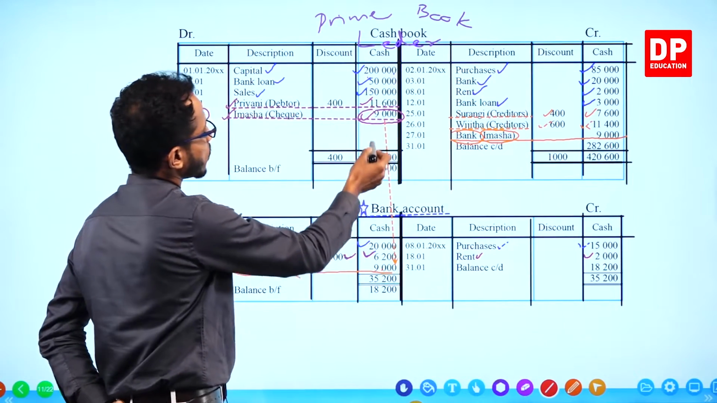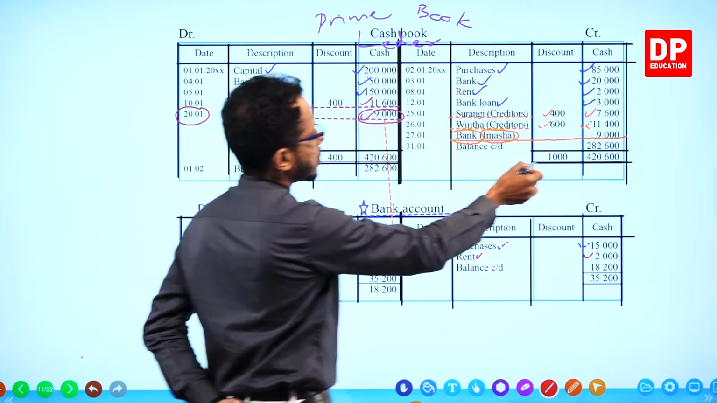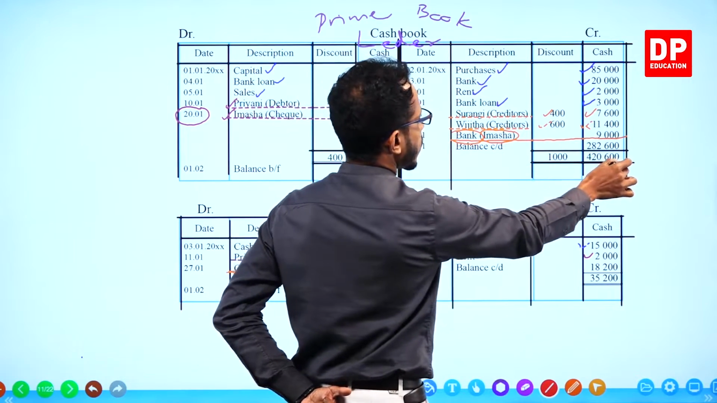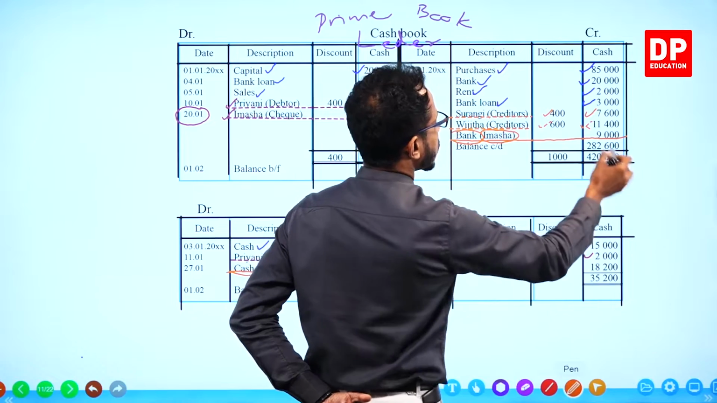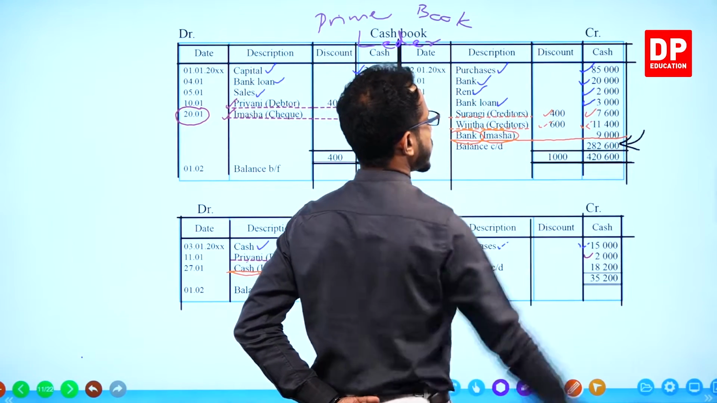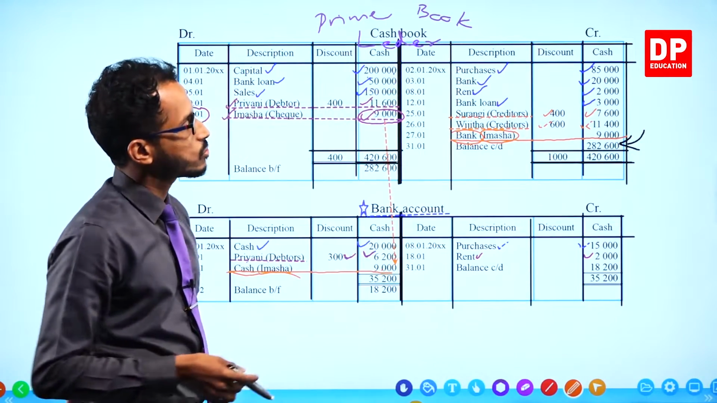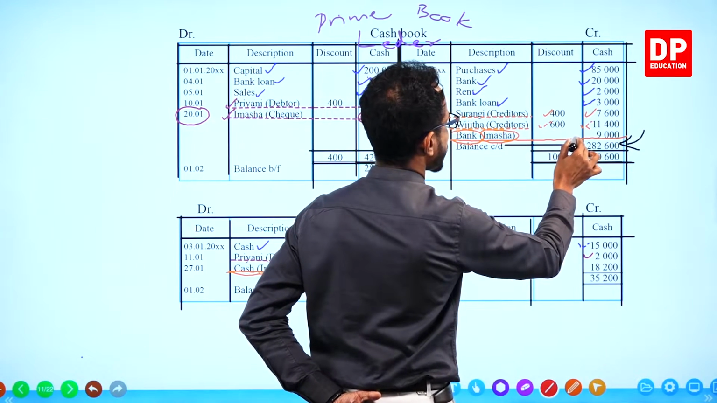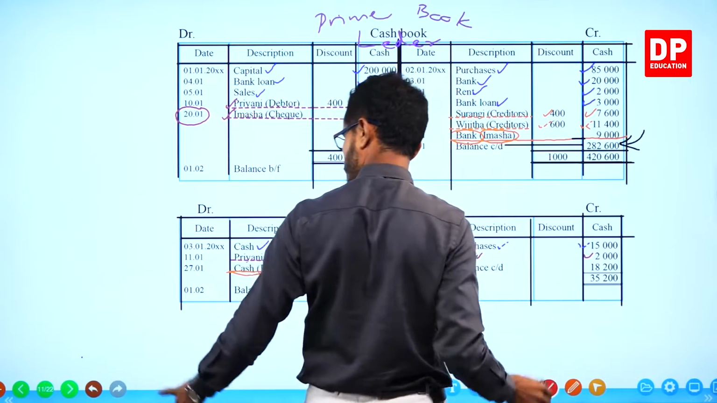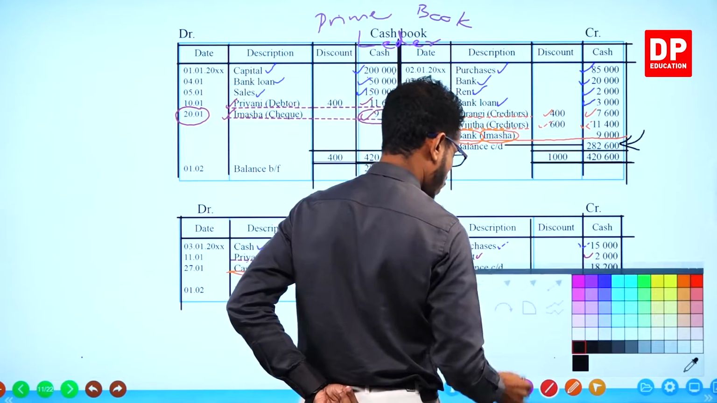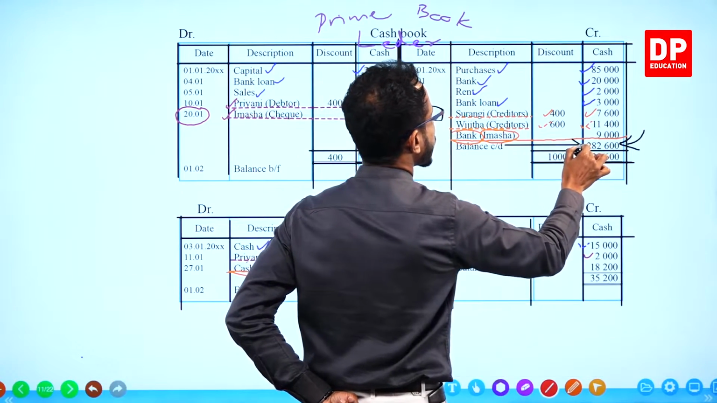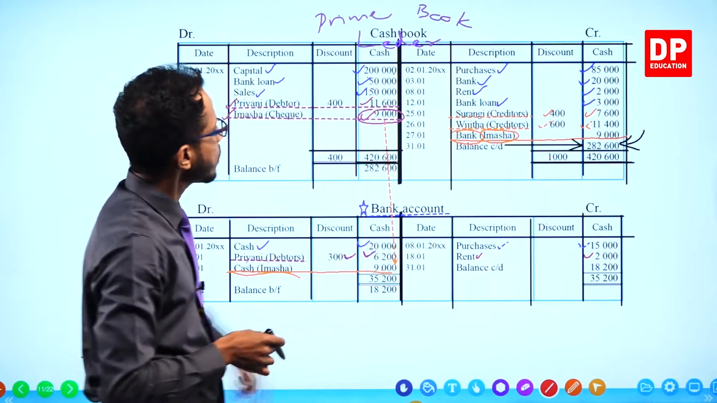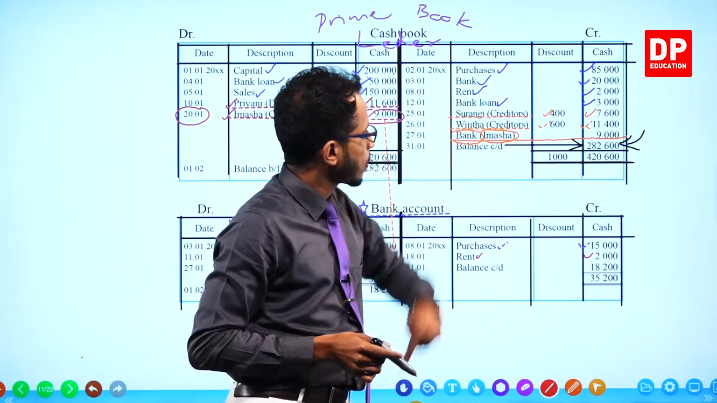Debit total 420,600. That is in the credit side too. And the shortage of the credit side, the balance, is 282,600. That is the balance of the cash book.